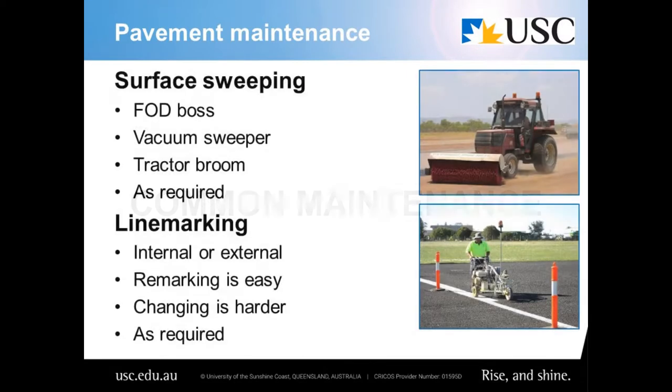Just in terms of some of the common maintenance activities, things that happen at all airports, use surface sweeping. That's probably a common one, whether it be with a FOD boss or a vacuum sweeper or a tractor broom, and line marking, probably the most common form of maintenance on a regional airport. Can be done internally. Some airports do it internally, like the picture there. Actually, my friend Kenny from Dubbo. They run their own machine for most of the time, or externally by a specialist provider, and there's a range of them around.